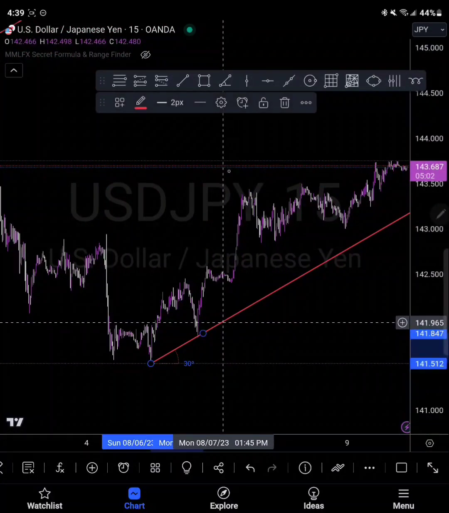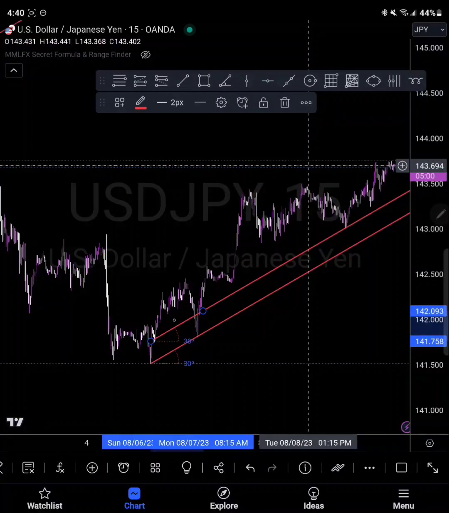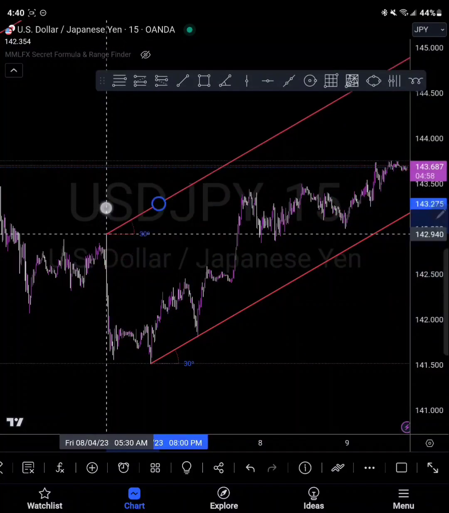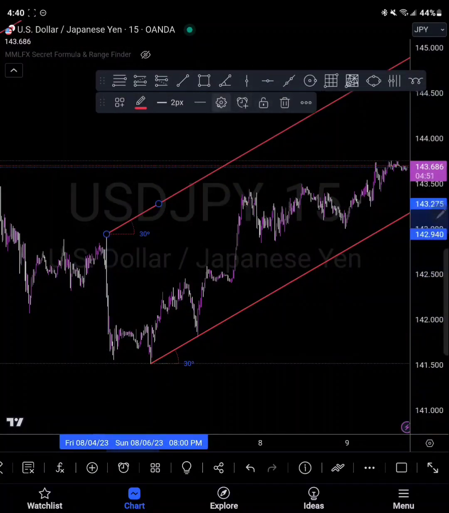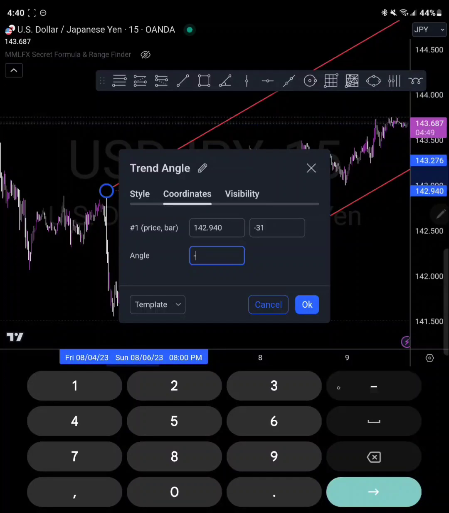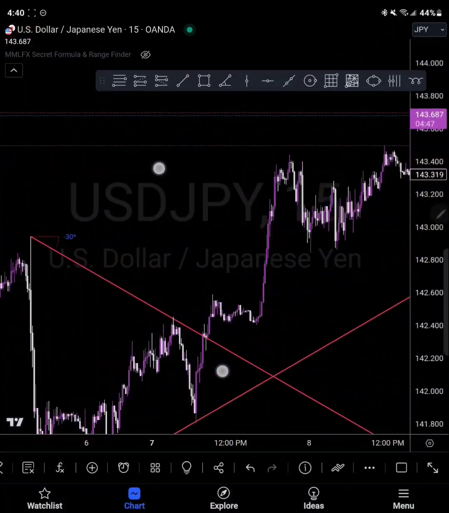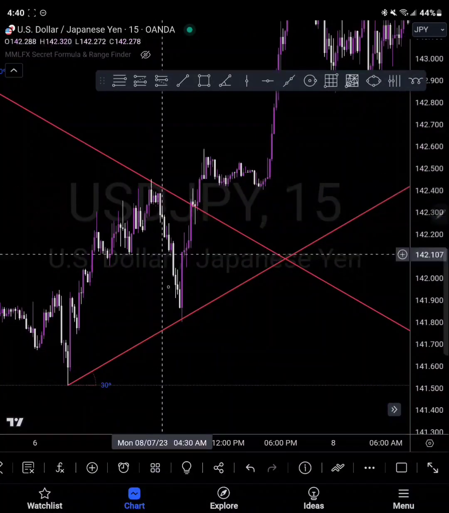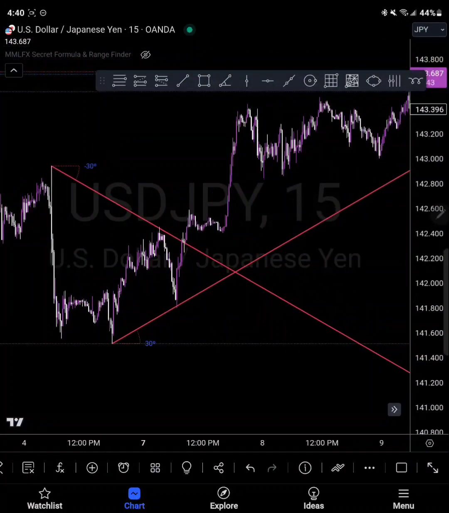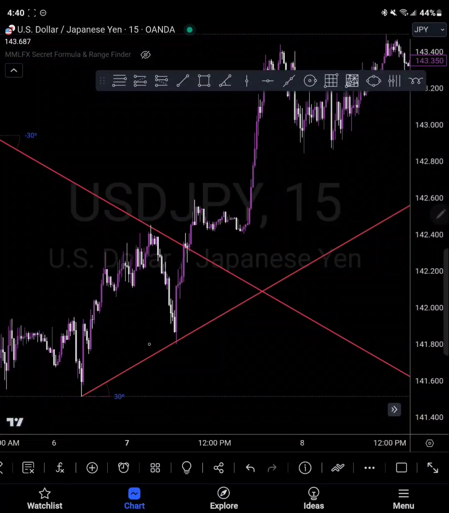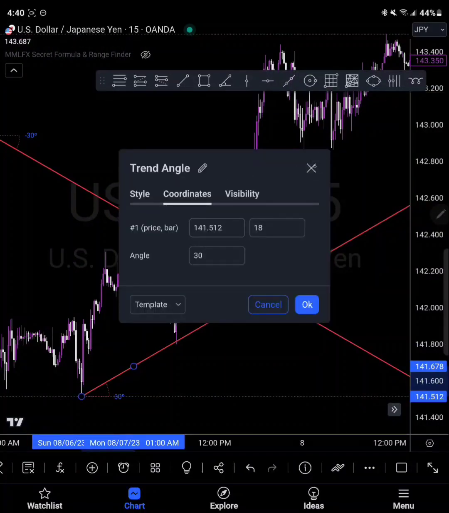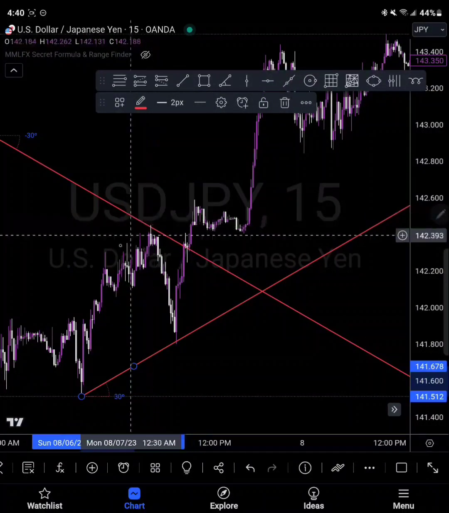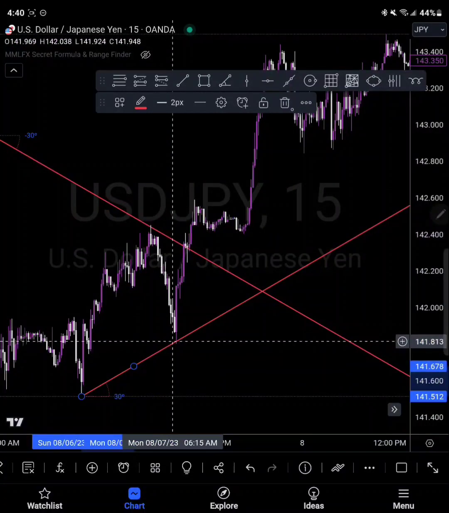You need to get good at drawing these lines off major highs and major lows, because when you do, you'll come to realize that the first time price touches it, it bounces off. The first time it makes a major high or a major low, which it did each time right here, it continued to bounce down.